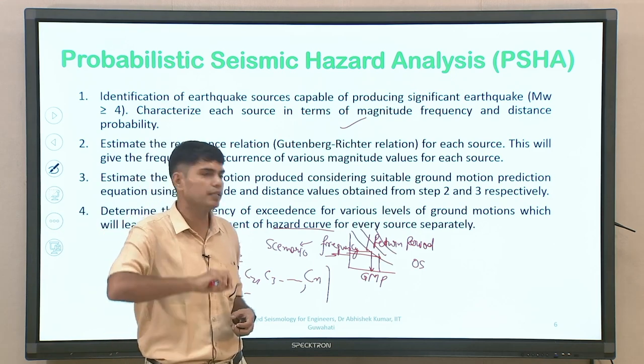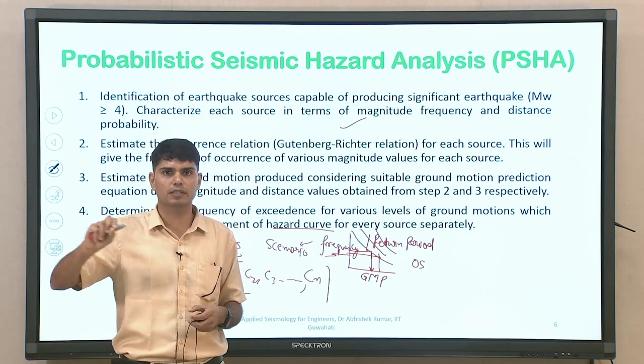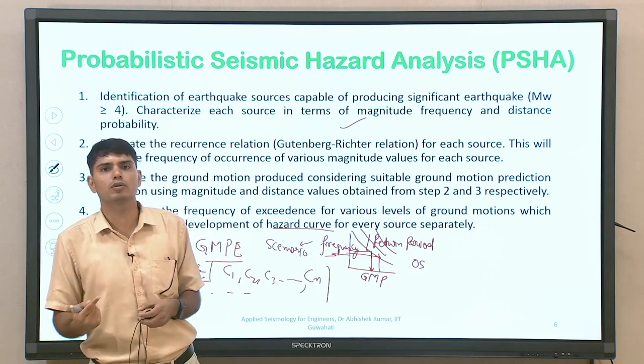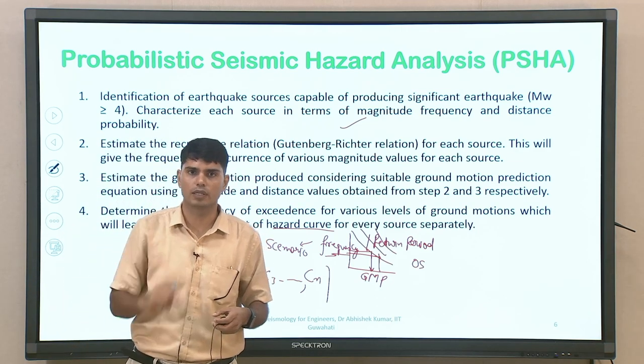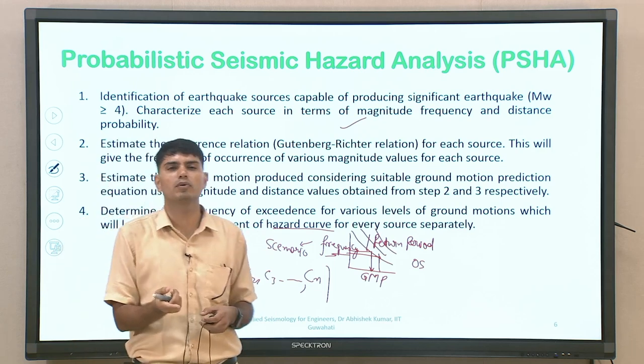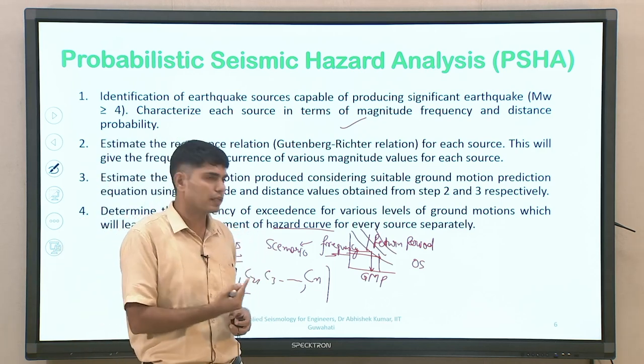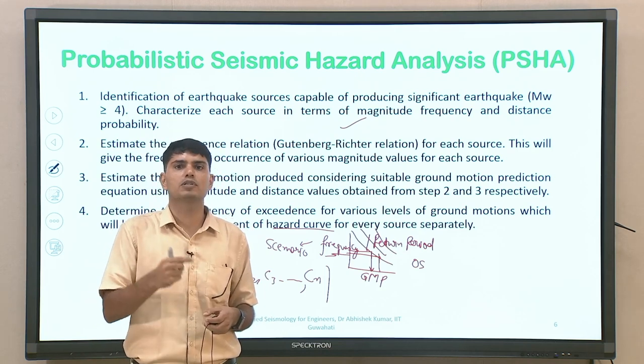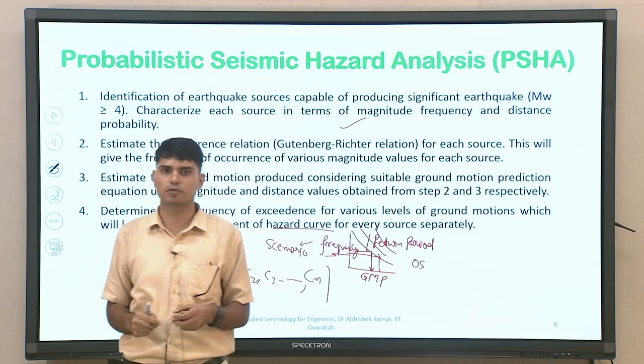But if you are changing the period of interest, that spectral acceleration corresponding period, definitely you have to use the total hazard curve corresponding to the period of interest, then only you will be able to determine the value of spectral acceleration corresponding to that period. Repeat the same procedure, and we will get the uniform hazard spectra.